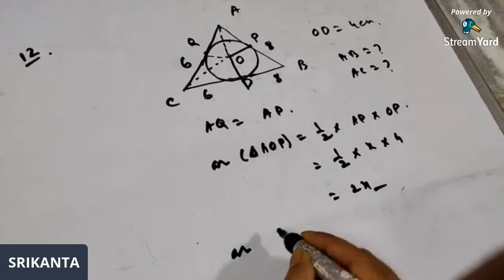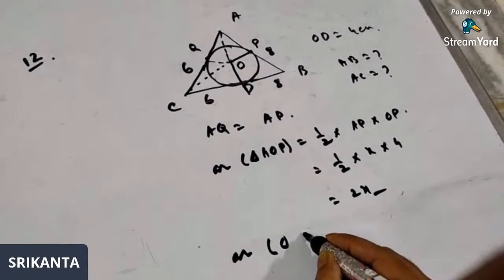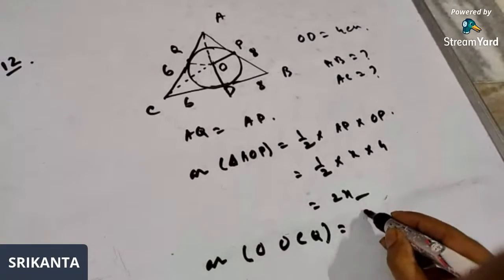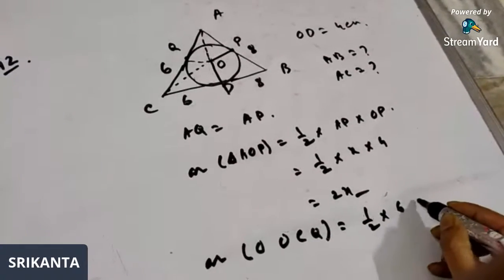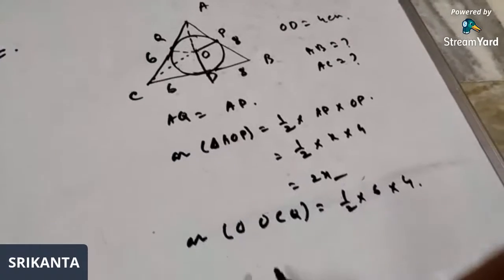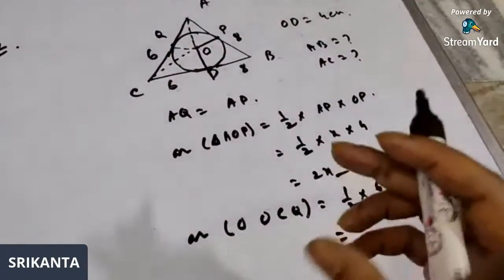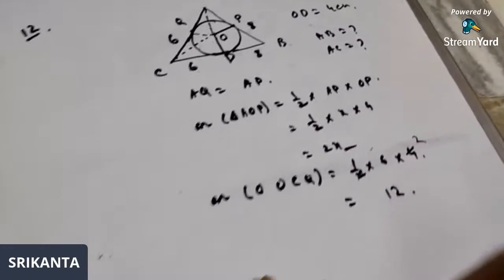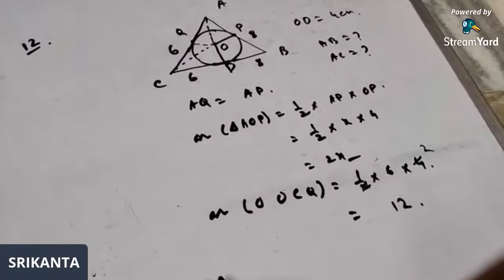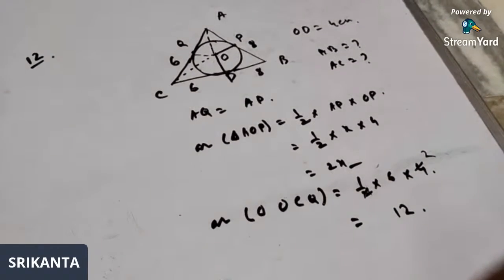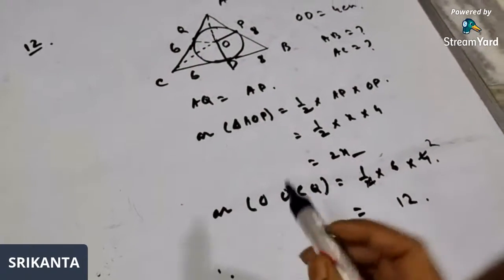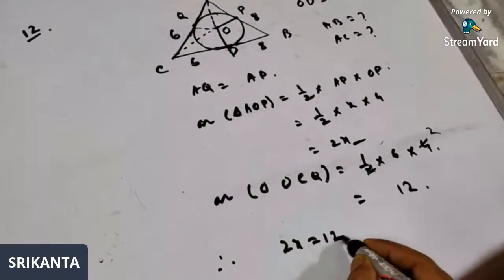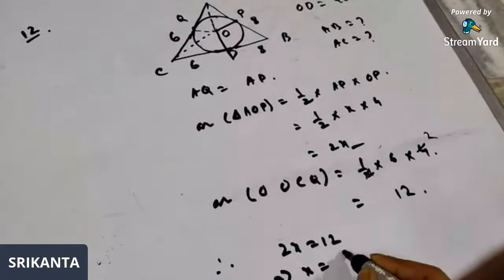Similarly, area of triangle OCQ is half into 6 into 4. Clear? Base 6, height 4. So 2 2s are 4, 2 6s are 12. Clear? Therefore, since they are congruent, the area will be equal. Therefore, 2x is equal to 12. That means x is equal to 6.